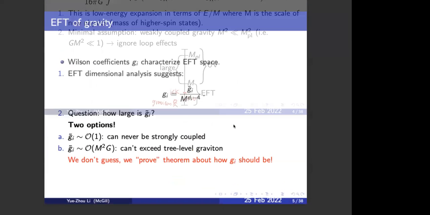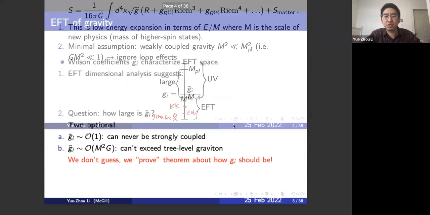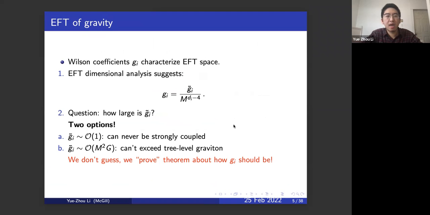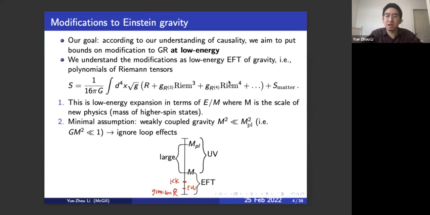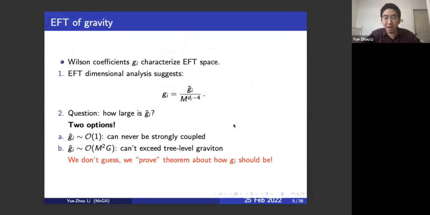Thanks. So let me give a brief introduction of EFT. Basically, the Wilson coefficients, that is, the couplings of the higher derivative terms, characterize the EFT space. And the EFT dimensional analysis suggests that, for example, the Wilson coefficient g_i should be some dimensionless quantity g_i tilde over the characteristic scaling of the heavy mass M.